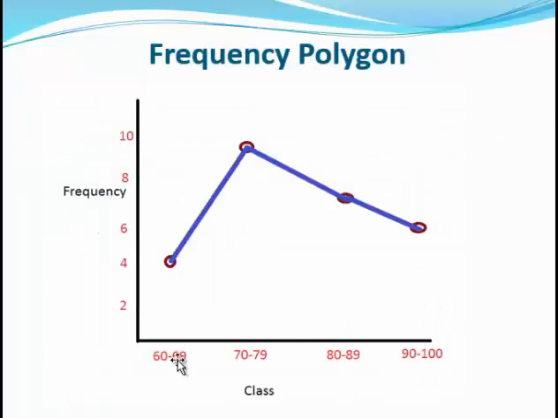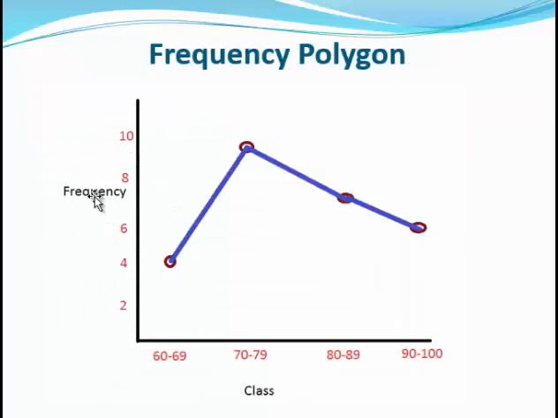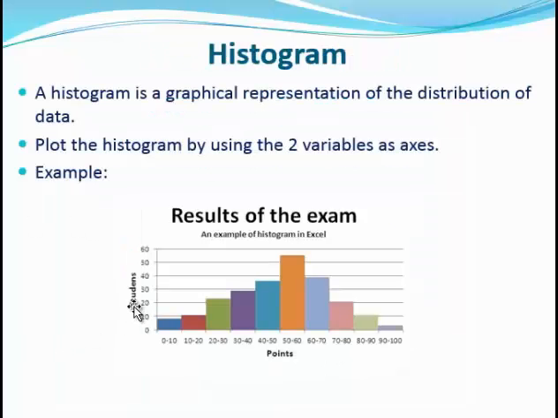Just like before, where the points were in the 60s, in the 70s, in the 80s, and from 90 to 100, in this histogram the points are also the classes, from 0 to 10 all the way to 90 to 100. The other axis, the y-axis, we called the frequency in the previous diagram; in this one we call it the number of students, but again it's the same thing. The number of students is the frequency.